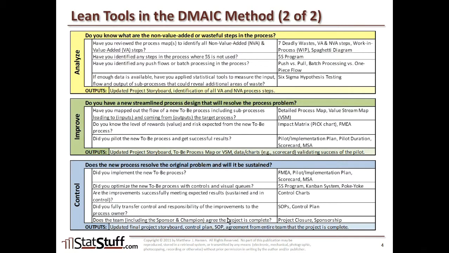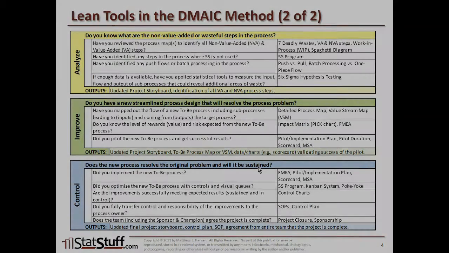Once you answer all these questions, again, you can probably expect that this top-level question for the control phase is done. That is, you can now be confident that the new process is resolving the original problem and that it will be sustained. So once you've answered that, at least at this point for the control phase, now you can consider your project in improving this overall process. You can consider it complete.